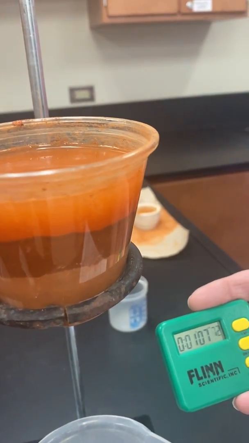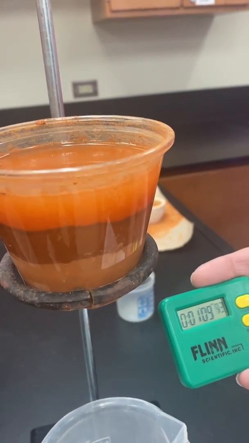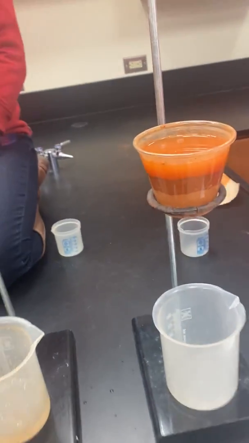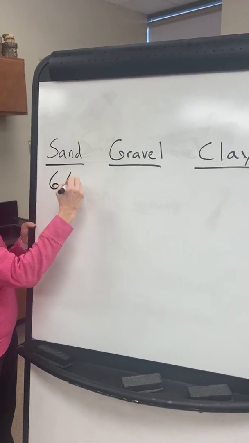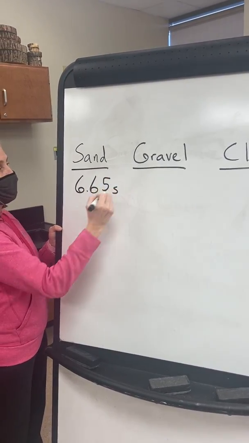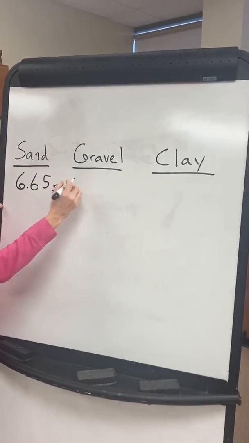So while Miss Maxitai keeps her timer going, Mr. Miller, how long did it take for the water to start dripping out of the sand? 6.65 seconds. And Mr. Barrett, how long for the gravel? 3.80.